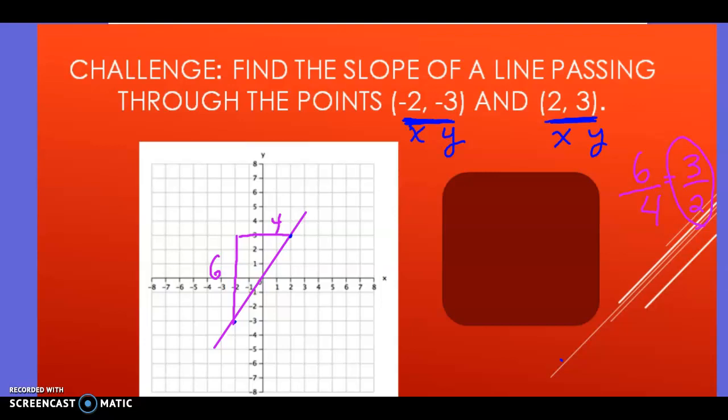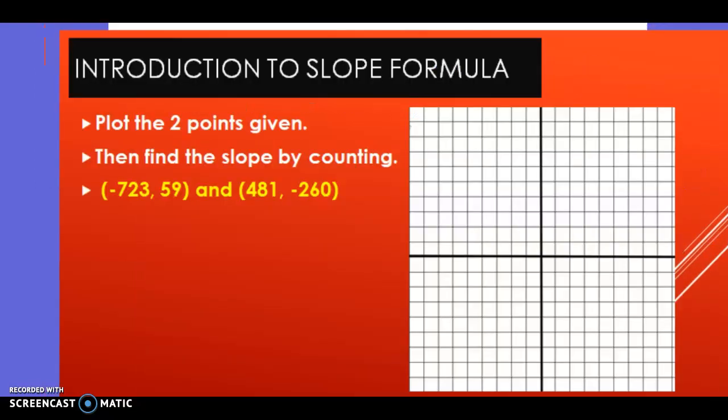But what if I give you this problem? I want to find the slope between the 2 points -723, 59, and 481, -260. Now I've got a little bit of a problem. These 2 points won't even fit on this grid that I have here in front of me. The numbers are too large, and who would want to count squares from a -723 and a +481?